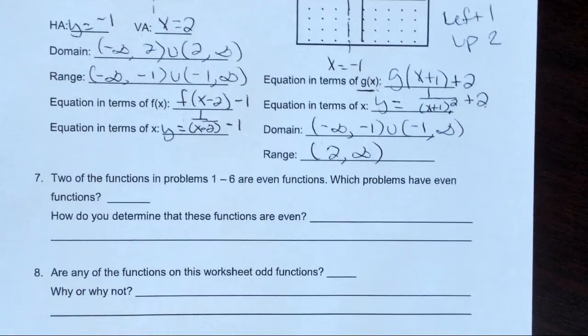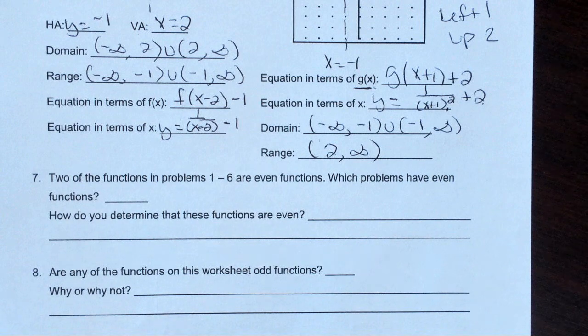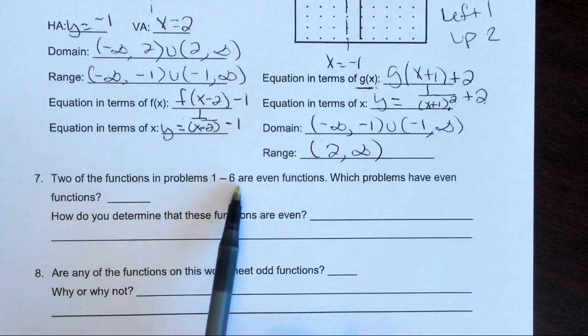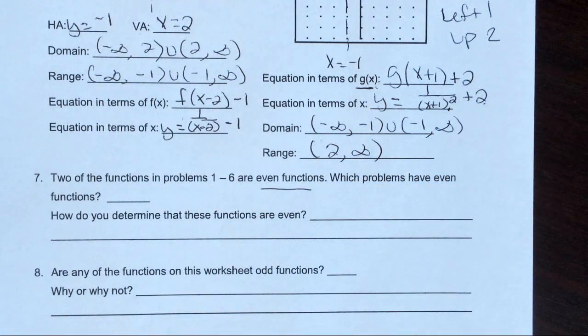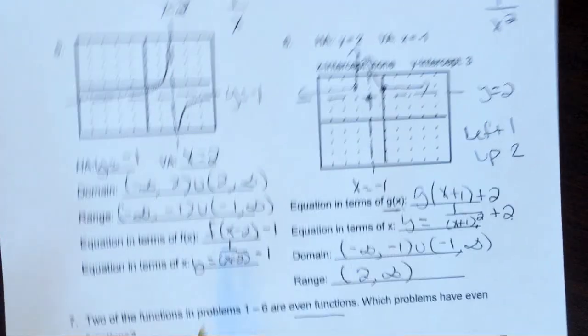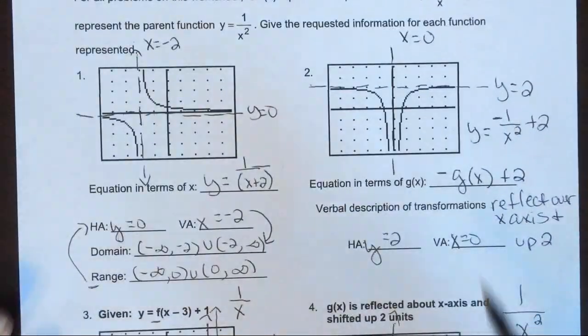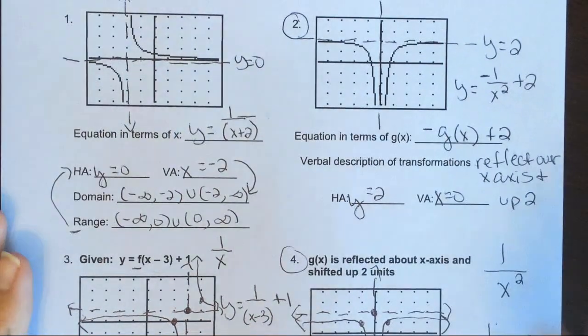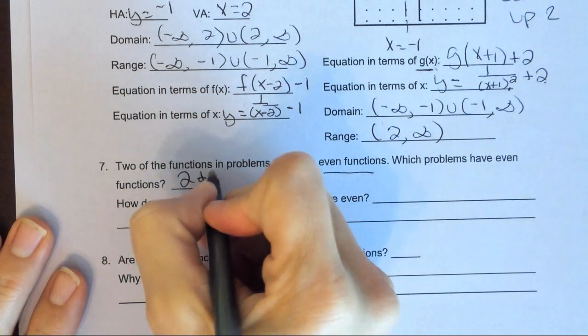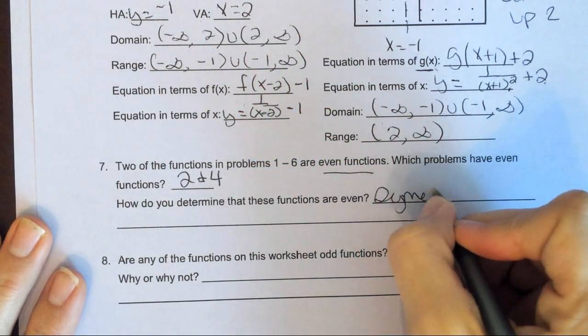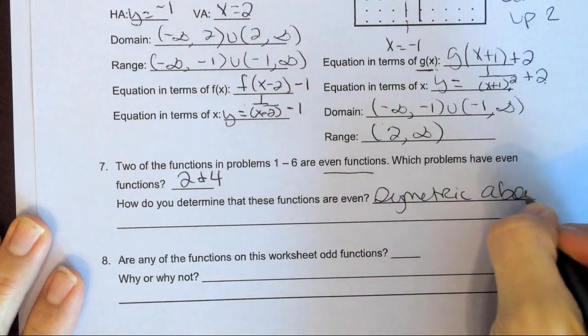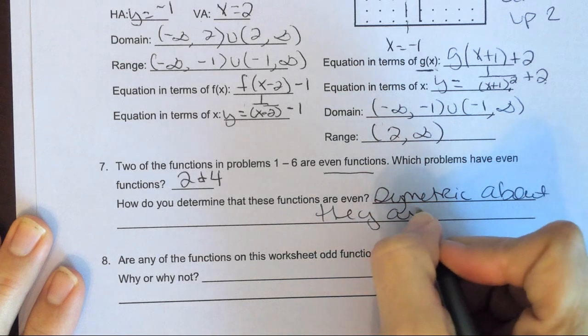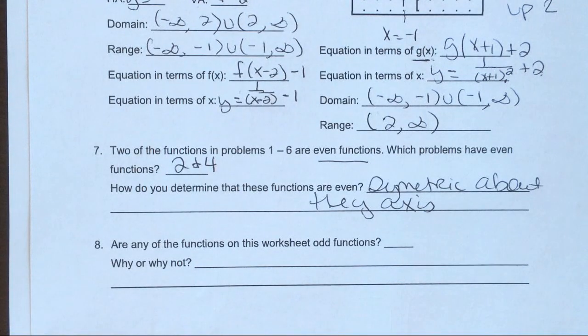Number 7 and number 8 are just asking you to review whether or not you remember what even and odd functions are. It says 2 of the problems in 1 through 6 are even. Remember, even means that you can fold it on the y-axis. So we can look at number 5 and say no. We can look at number 6 and say no. Let's go back and look at the other ones. It looks like number 2 is an even function, and so is number 4, because you can fold both of those on the y-axis, and they're symmetric to each other. So on number 7, we said 2 and 4, because they're symmetric about the y-axis.